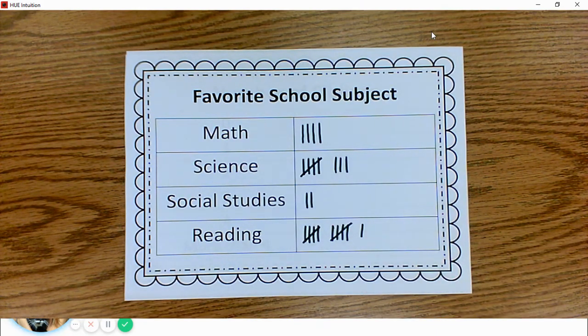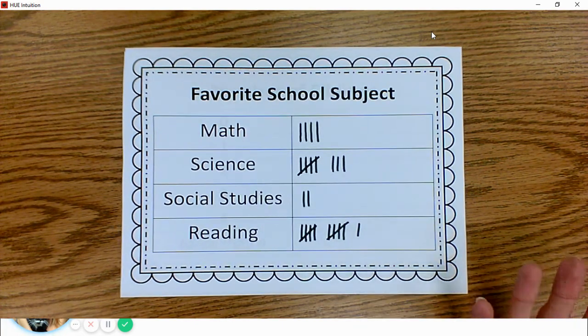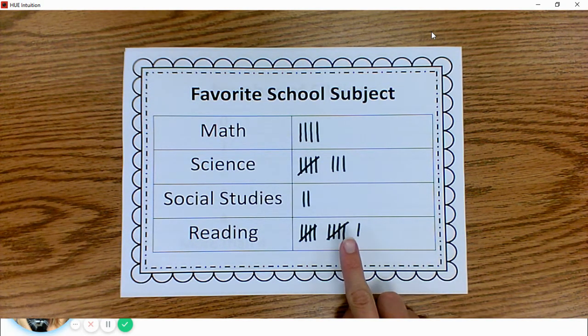So in this frequency table, I have data showing what favorite school subject my classmates chose. A lot of times when we have a frequency table, we'll be asked questions about that frequency table. So one question you might have with this type of data is, what was the most popular school subject? And that would be asking which one did the most number of people choose. In this example, reading was the most popular subject.